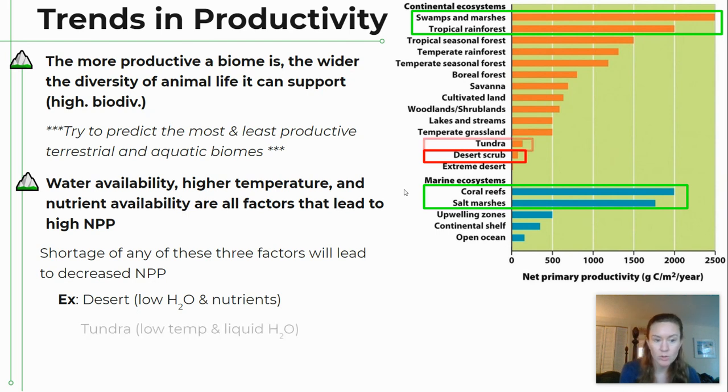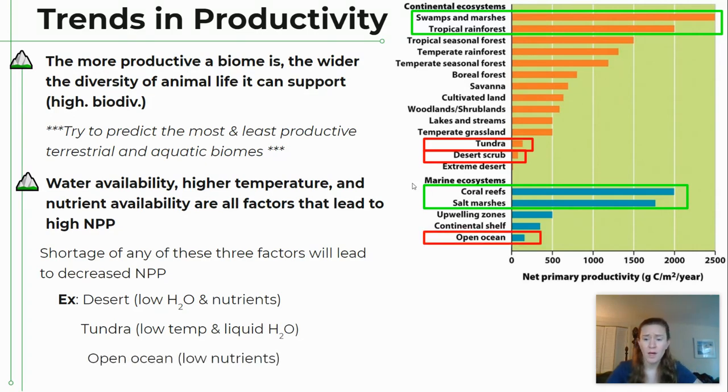Desert, low water, low nutrient. The tundra, low temperature and liquid water because it's frozen. In the open ocean, there's low nutrient availability.